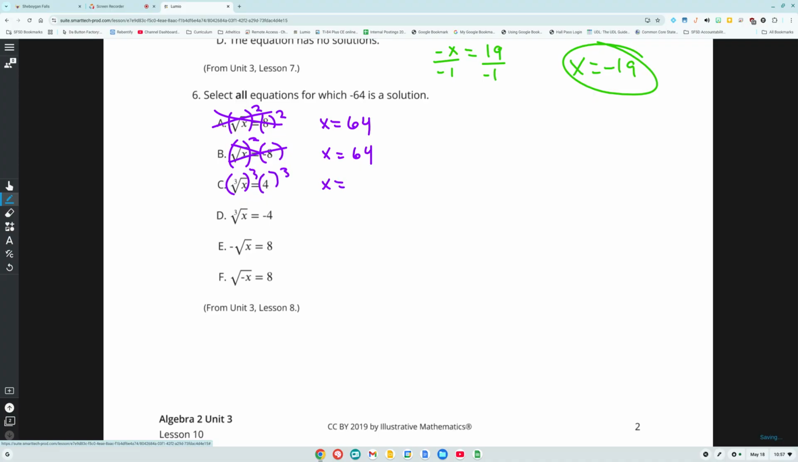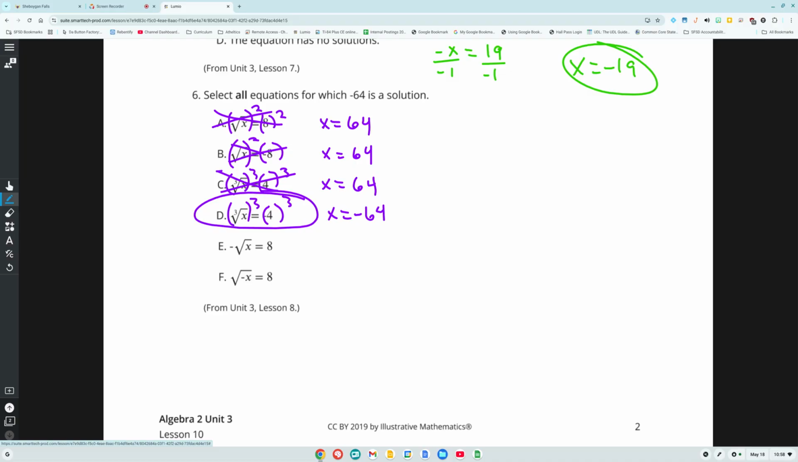Next one, the cube root of x, which means I would have to undo by cubing. Well, that would mean 4 cubed, 4 times 4 is 16 times 4 is 64, which means another no-go. Next one, cube both sides. Negative 4 times negative 4 times negative 4 is negative 64, so we finally have a winner. D would work out.